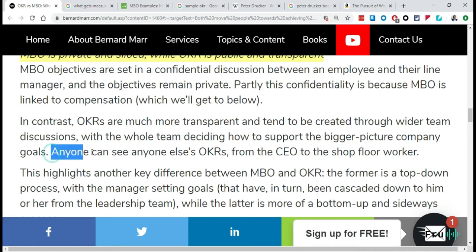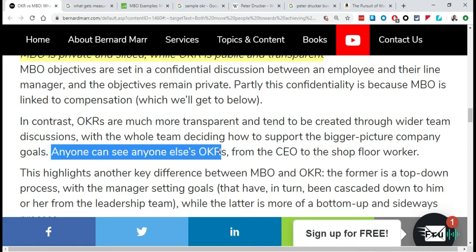All right. So in this case, it talks about anyone can see anyone else's OKRs, from the CEO to the shop floor worker. So the CEO might have an OKR of, I'm just thinking of a word here, a clean environment to please customers. Maybe customers really care about the decor and the cleanliness of a store. That's very important for them to buy a product, right? So the objective of the CEO is to ensure that the stores are kept in clean order.